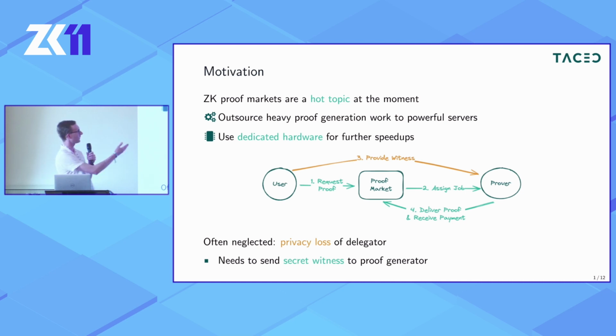In a normal workflow, a user might just request a proof from a proof market. The proof market assigns this job to some kind of prover node, and then the user must provide their witness input to the prover, who delivers the proof and receives some kind of payment for the work done. Often neglected is the privacy loss aspect for the delegator: you essentially have to give the prover your secret witness, your secret input, because he has to do the actual proving.